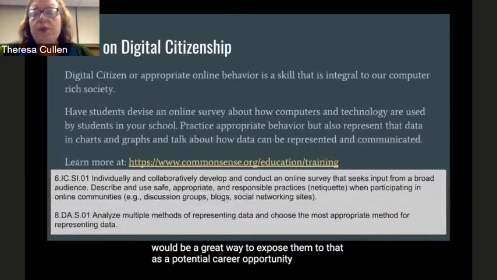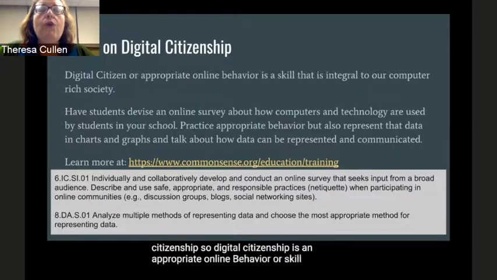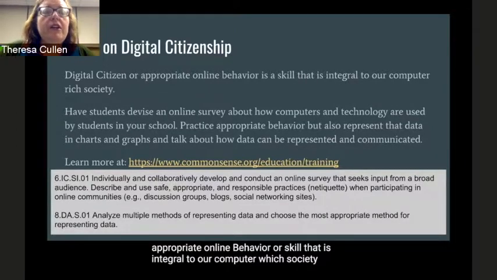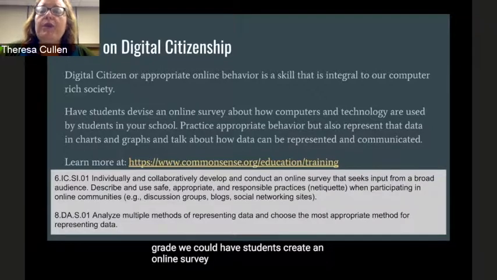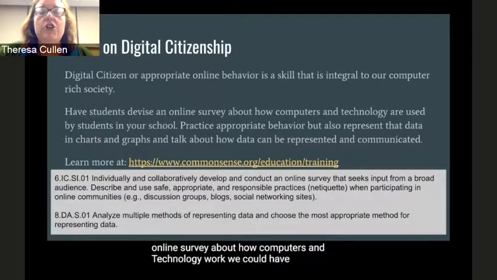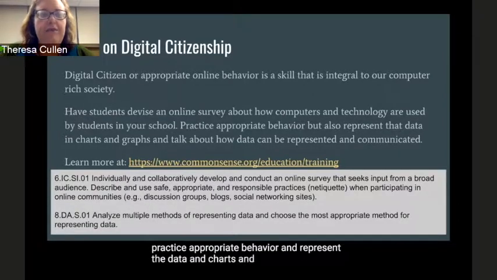Another one we could do is focus on digital citizenship. So digital citizenship is an appropriate online behavior or skill that is integral to our computer-rich society. So one of the standards that we could address is in 6th grade and 8th grade, we could have students create an online survey about how computers and technology work. We could have them practice appropriate behavior and represent the data in charts and graphs, and talk about how data can be represented and communicated.